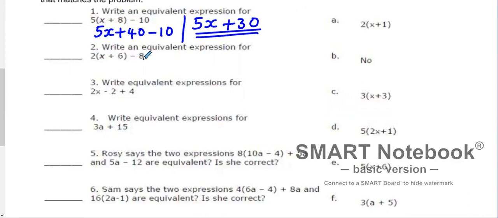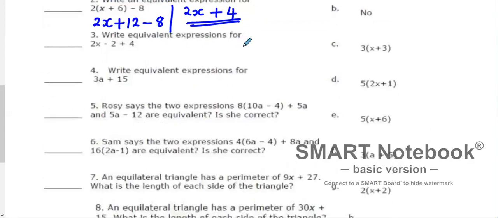Word problem number 2: write an equivalent expression for 2 times x plus 6 minus 8. Same thing: 2 times x is 2x, 2 times 6 is 12, minus 8. This gives you 2x. Then 12 minus 8 is 4. So it will be 2x plus 4. This becomes your final answer.